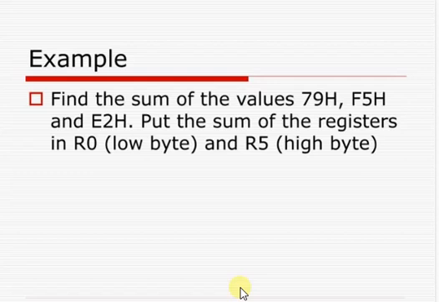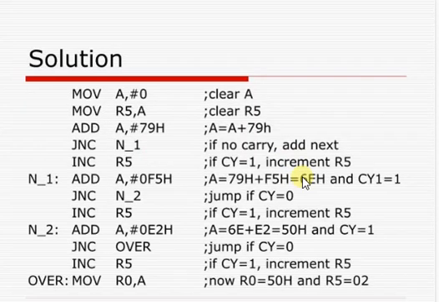Find the sum of the values 79, F5 and E2. Put the sum in the registers, R0 as the lower byte and R5 as the higher byte. Add these three numbers 79H, F5H, E2H, and the result is more than 8 bits. Therefore, the lower order is R0, the higher order R5. This is the program.